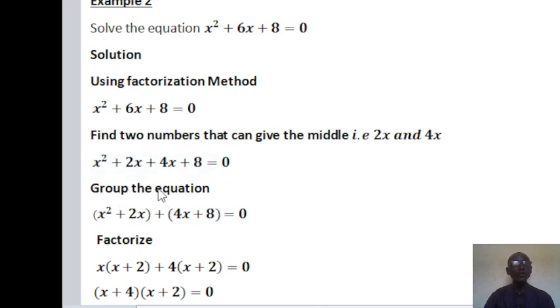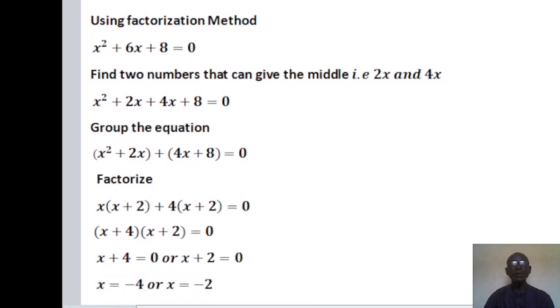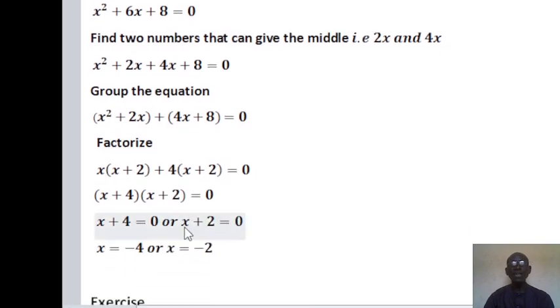The next step is by grouping. You group these entities. x squared and 2x, you group them into a bracket. Plus 4x plus 8, you also group them, equating everything to 0. You now factorize. How do you factorize? x is common here, x is common here. Bring the x out. You have 1x left here, and then you have 2 here.